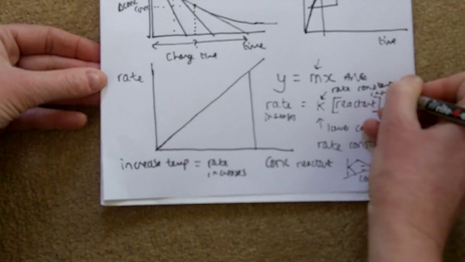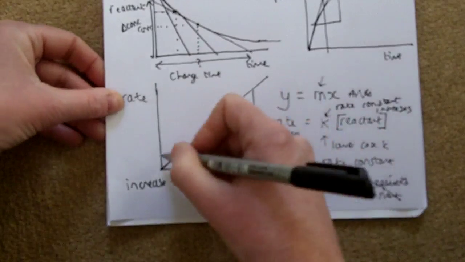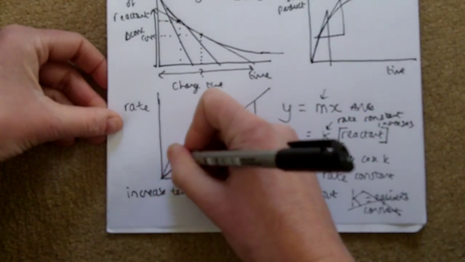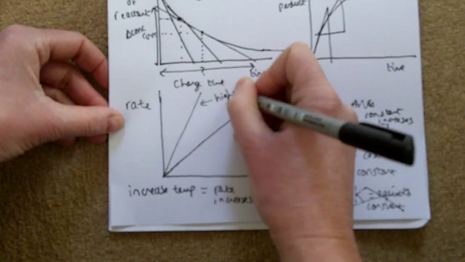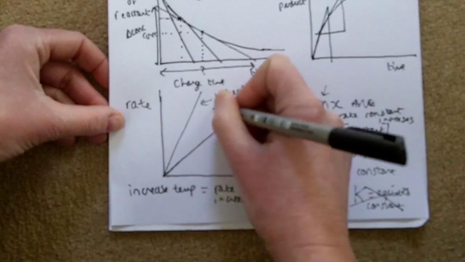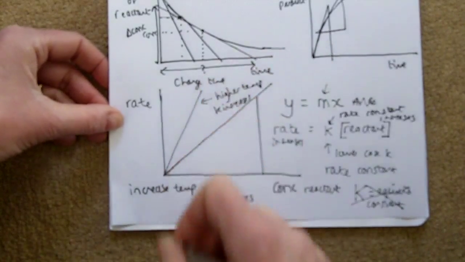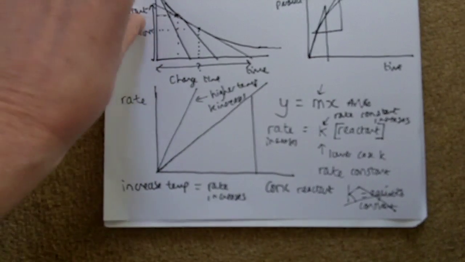If you increase the temperature, the rate constant increases. So if we do the reaction again at a higher temperature, this will be a steeper line, because k increases. The rate constant increases at a higher temperature. Okay, so that's an introduction. Now you need to practice questions, but let me give you a bit more information.